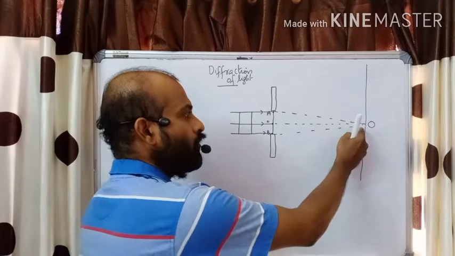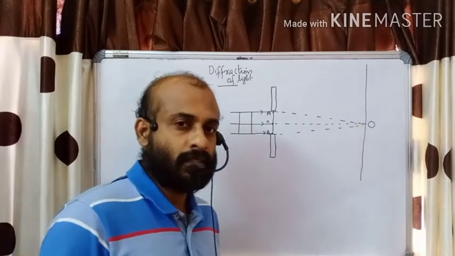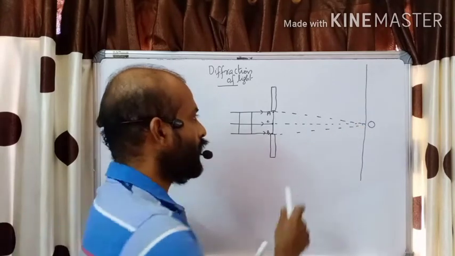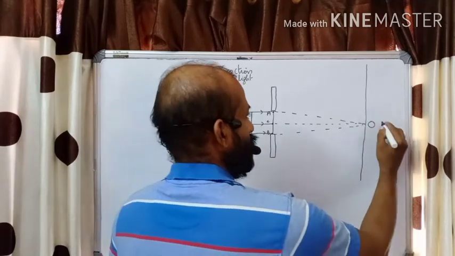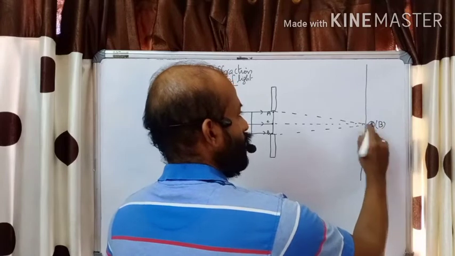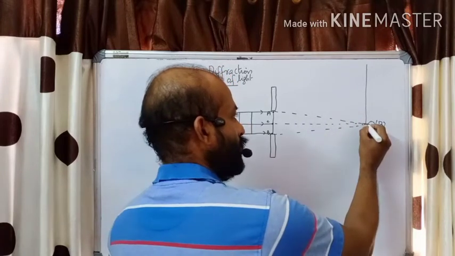Okay, so at O what we expect is the brightest portion. All the light waves constructively interfere at point O. We will have a bright point. Bright point will be there. At the point O, we expect a bright point.